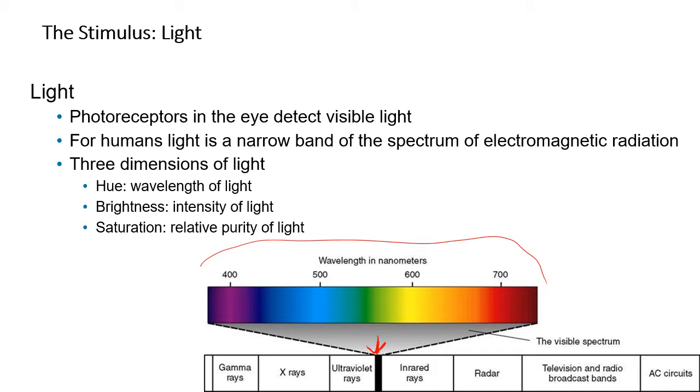What does saturation mean? What does purity of light mean? That means how much of what we're seeing is one specific light, or is it a merging of multiple different lights? Is it just one specific, or is it a merging?